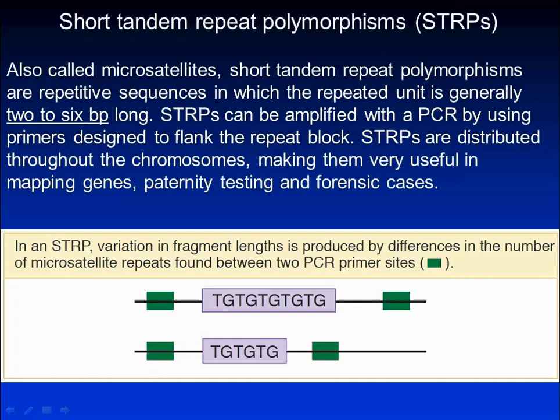Short tandem repeat polymorphisms are also called microsatellites. They are repetitive sequences in which the repeated unit is generally 2 to 6 base pairs long. For example, here are dinucleotide repeats. The first allele has 5 repeats. The second allele has 3 repeats. These repeats can be amplified by PCR. These 2 alleles can be distinguished by different sizes of PCR products.